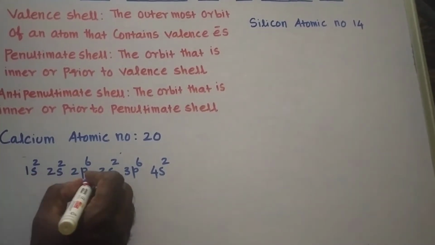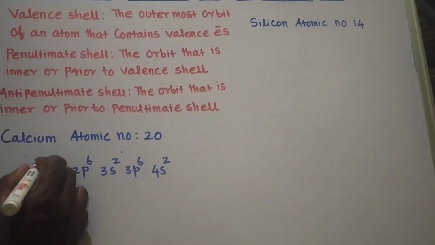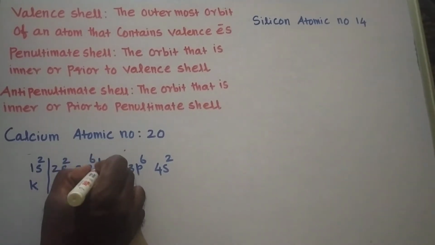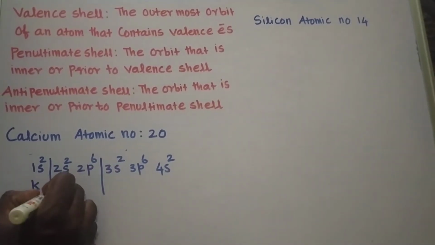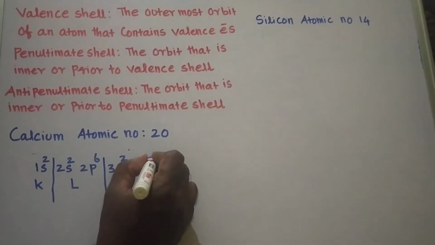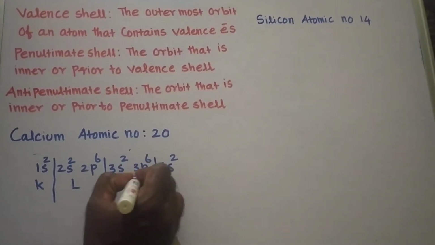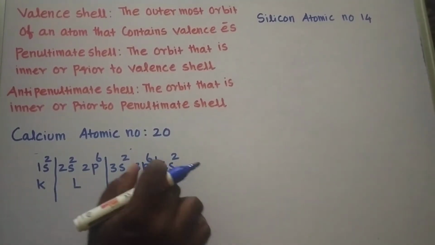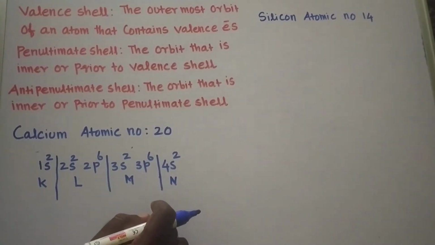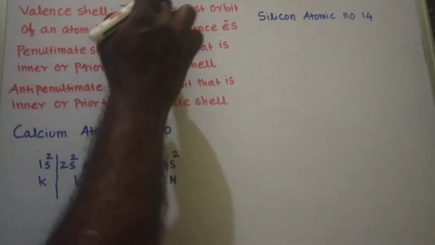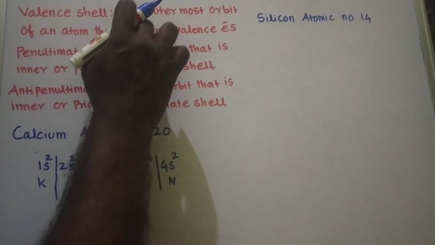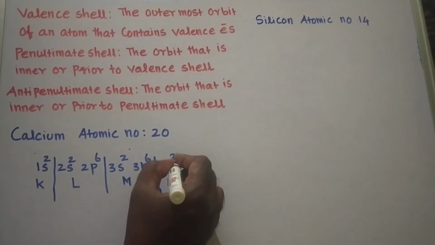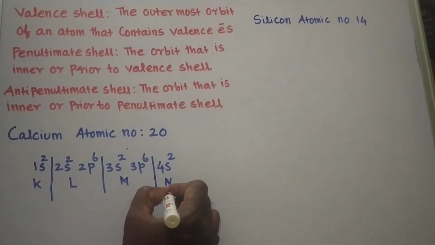Now we are going to split the orbitals into orbits. The 1s is the K, 2s2, 2p6 is the L, 3s2, 3p6 is the M orbit, and the 4s is the N orbit. So K, L, M, N. Now we are going to find out the valence shell, the outermost orbit of an atom that contains a valence electron. Here the outermost orbit is the N. Therefore here the N orbit is the valence shell.